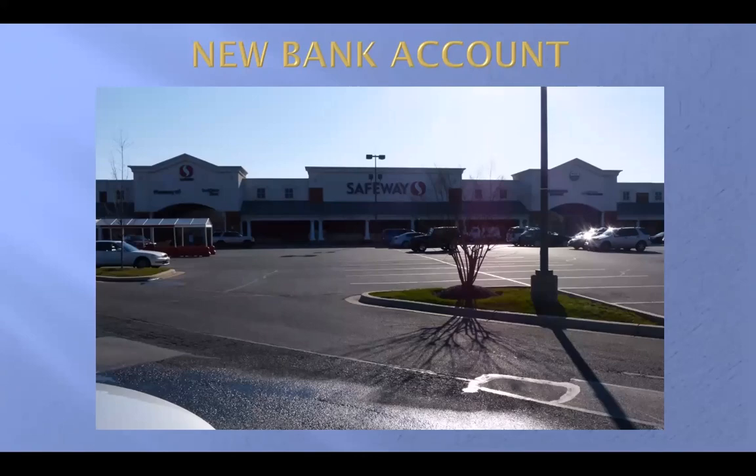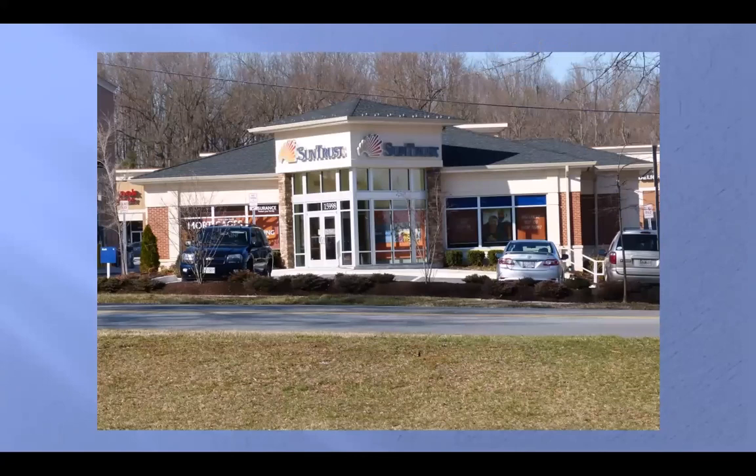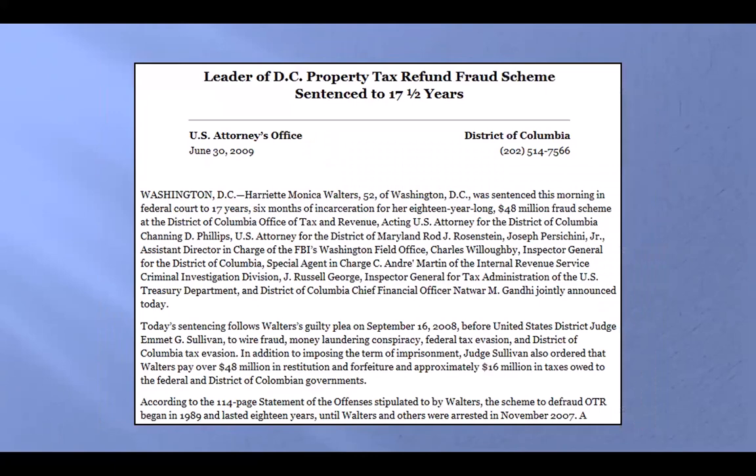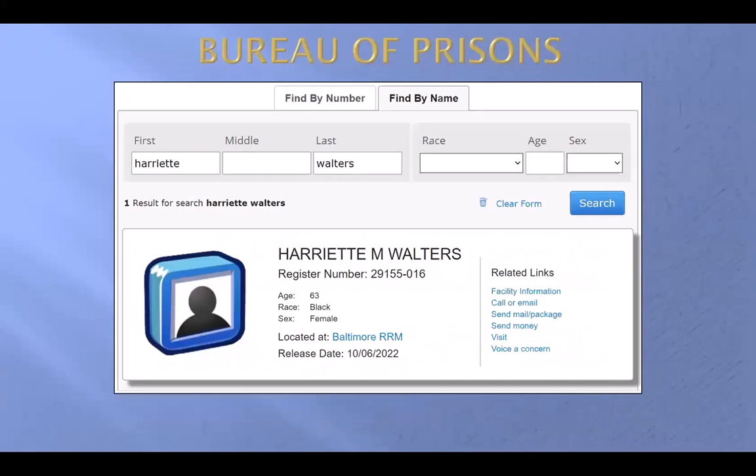Chris Thorne worked at that bank and they didn't want to talk to me. Sentenced to 17 and a half years, and we'll see in a moment. This is an awfully long time. An awfully long time. I know it's a lot of money, but that's very high.